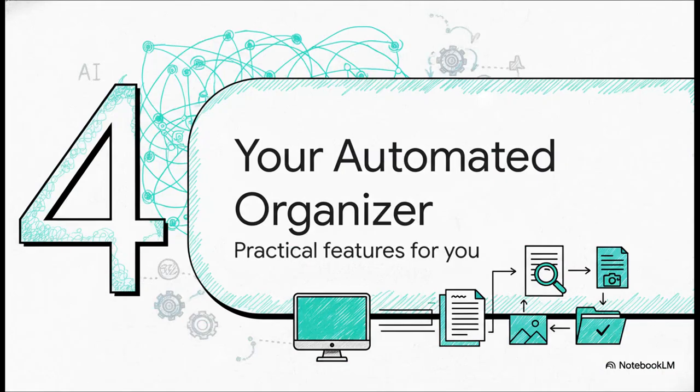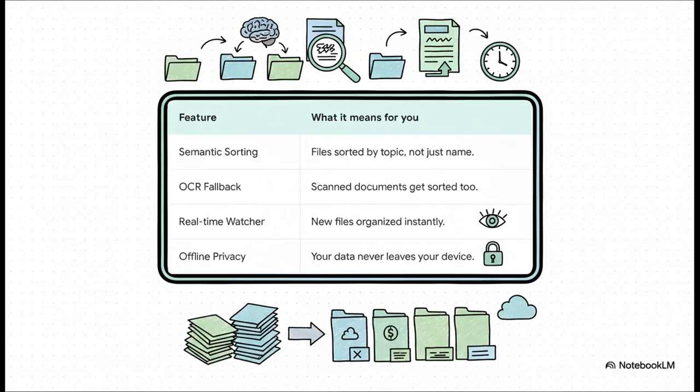Okay, so we've geeked out on the tech under the hood, which is super cool. But what does all of this actually mean for you as a user? How does this thing actually feel to use day to day? Let's break down what you actually get. First, your files are organized by topic, not just random names. Second, even your scanned documents and screenshots finally get sorted. Third, it has a real-time watcher, so new downloads are organized the second they arrive. And maybe the most important feature of all, it's all done offline. Everything happens on your machine, so none of your private data is ever sent to the cloud.